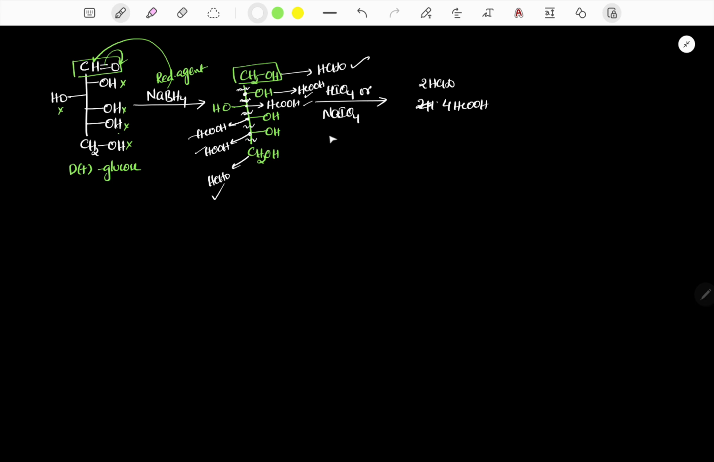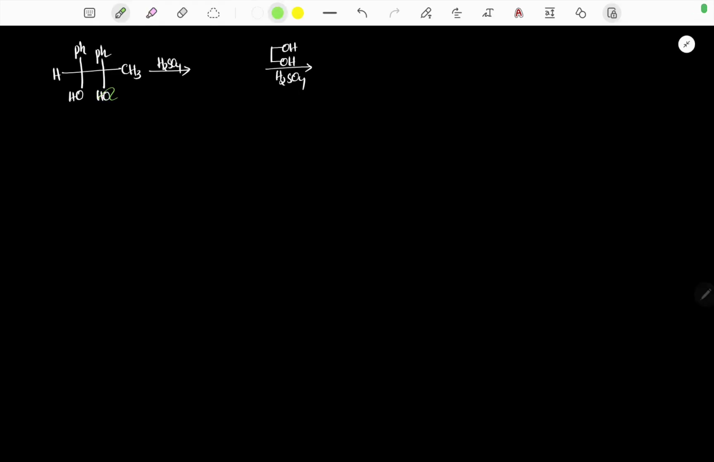Not only HIO4 and NaIO4, we can also use Pb(OAc)4. HIO4 is known as periodic acid. So this reaction is periodic cleavage. A 1,2-dihydroxy compound is also called a vicinal diol.